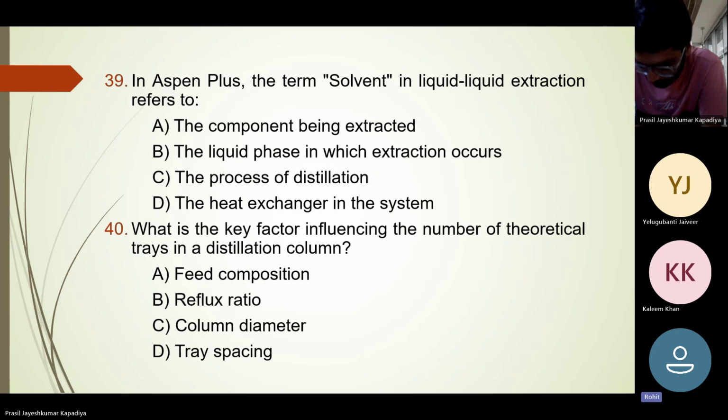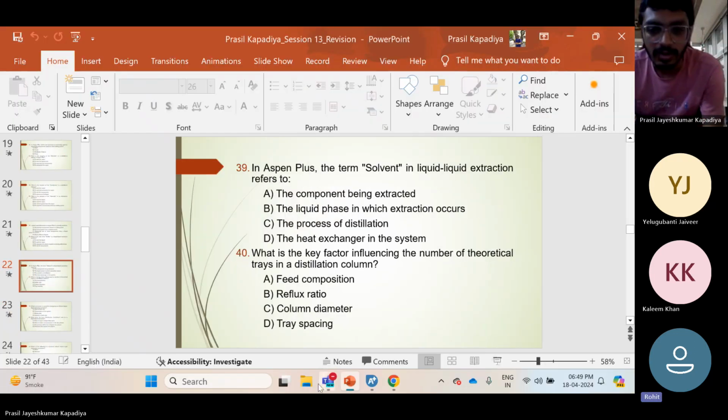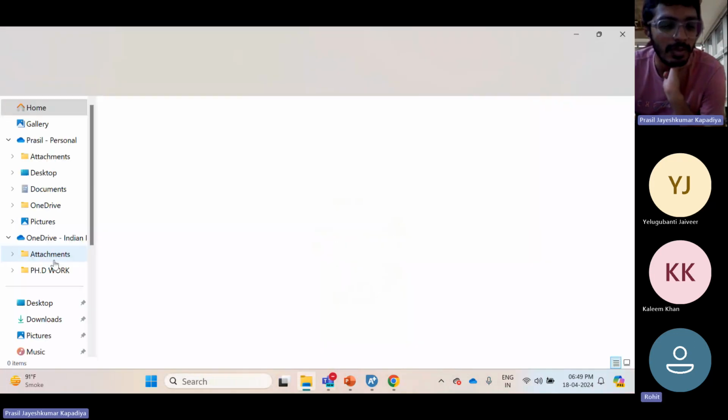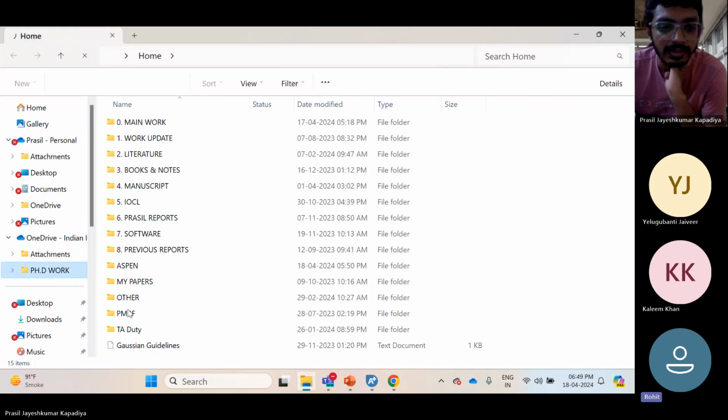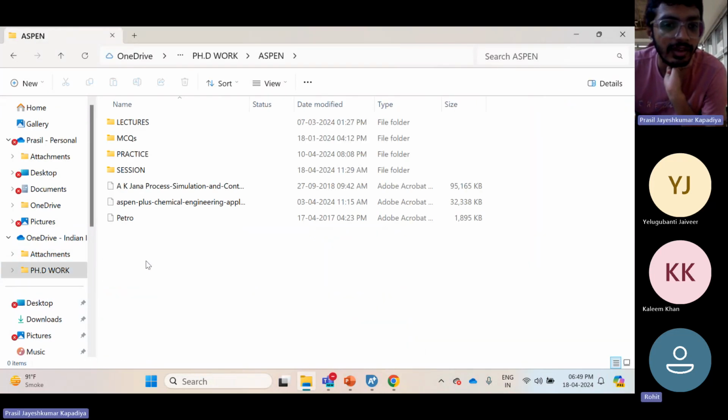Number of trays. Actual number of trays is on Gilliland, Underwood is for minimum number of stages, and the Fenske equation is for minimum reflux ratio. I guess Fenske is for minimum number of trays. Okay, minimum number of trays.